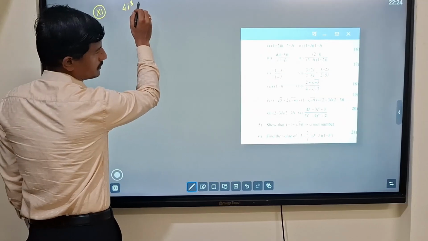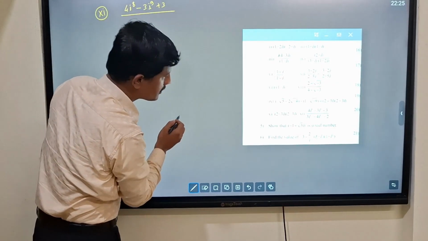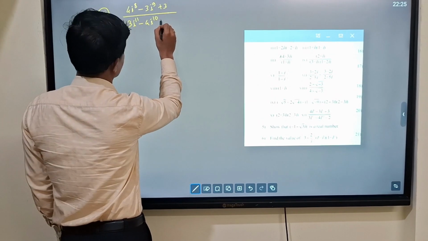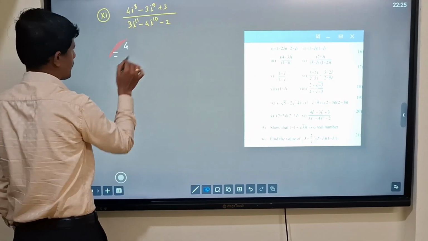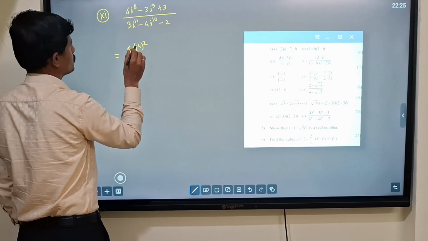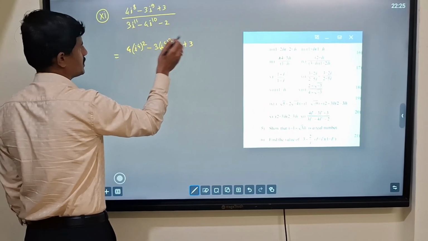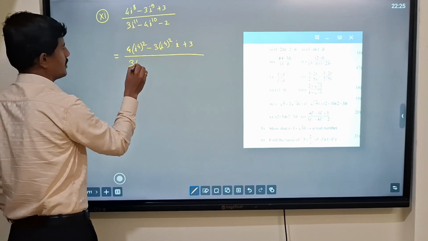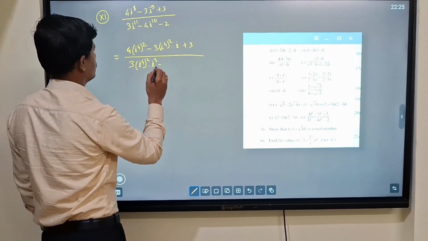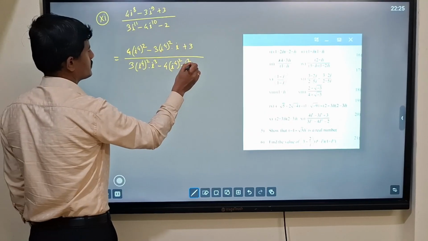Now 11th one. 4i raised to 8 minus 3i raised to 9 plus 3 upon 3i raised to 11 minus 4i raised to 10 minus 2. So we will write this down like this: 4i raised to 4 into i raised to 2, minus 3i raised to 4 into 2 into i plus 3. 4 plus 8 plus 1 is 9. Here 3i raised to 4 square into i cube, minus then 10. 4 plus 8 plus 10. Then here it is 4i raised to 4 into 2 into i square minus 2.